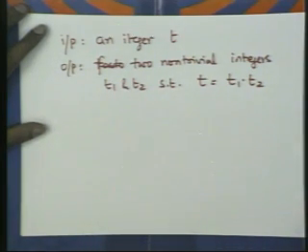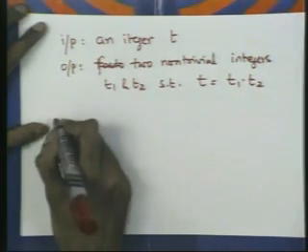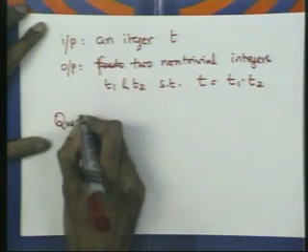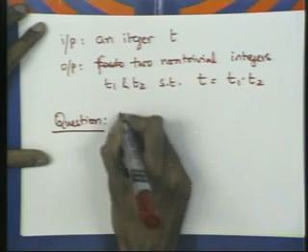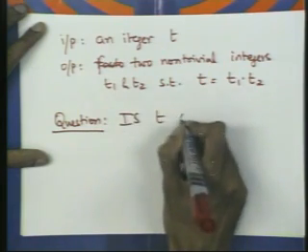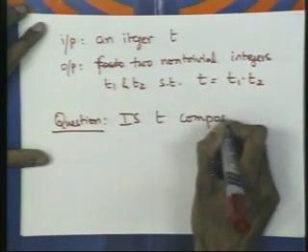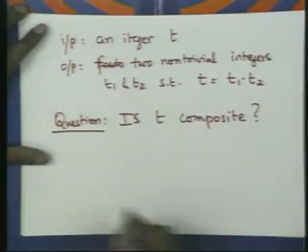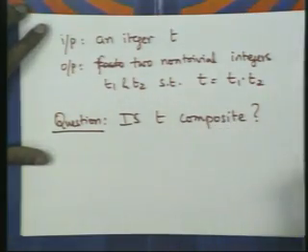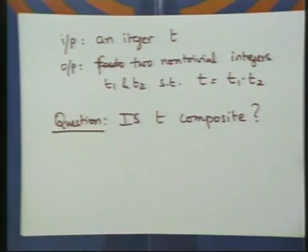So the corresponding decision question is the following. Is T composite? Which means, can T be written as T1 times T2, where T1 is not 1 and T2 is not 1? So these two are non-trivial factors of T.